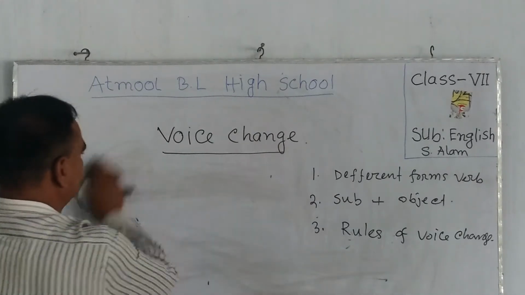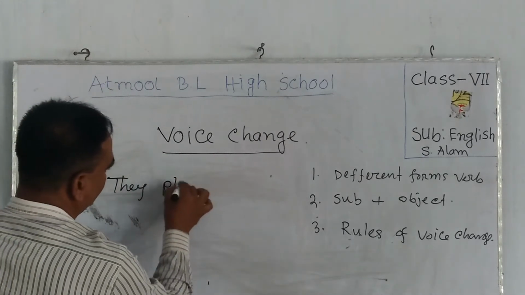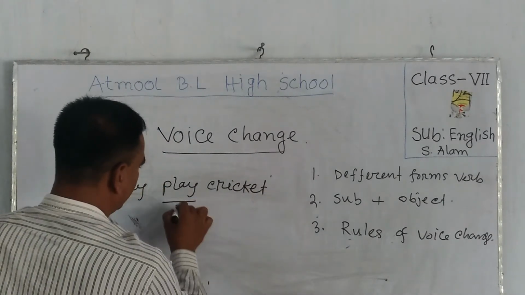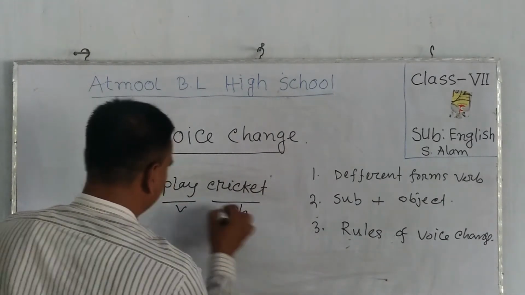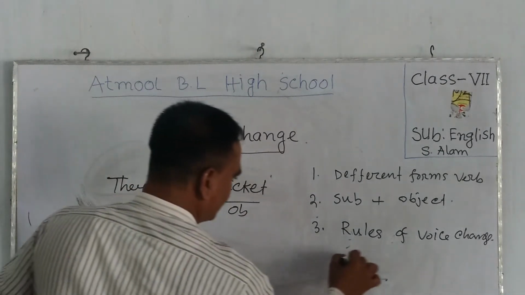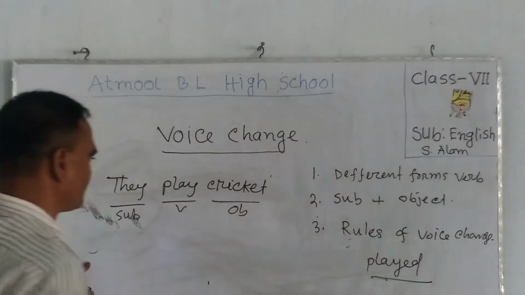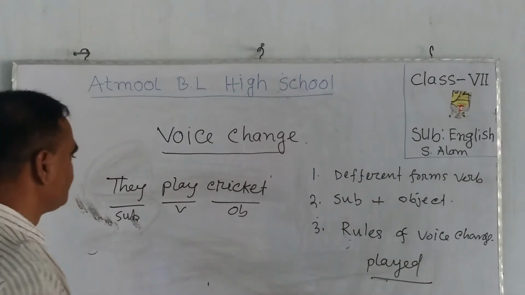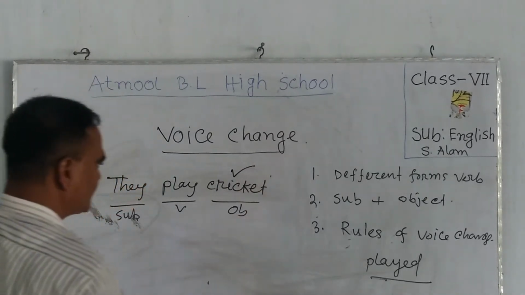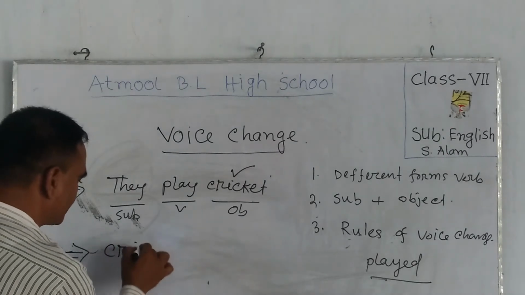I am going to write this sentence again. They play cricket. So this one is main verb, this one is object, and this one is subject. And the past participle form of play is played, P-L-A-Y-E-D, played. This one is the past participle form. So now we are going to change it into passive. So the object of the active sentence will be the subject of the passive sentence. So first we will write cricket.